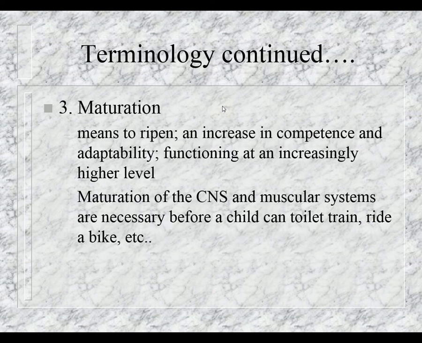Also, the term maturation. This means to ripen. It's an increase in competence and adaptability, and it's functioning at higher levels. So we have a maturation of the central nervous system and muscular systems that are necessary before a child can toilet train, before they can ride a bike. They have to have certain muscular systems and nervous systems that have matured.